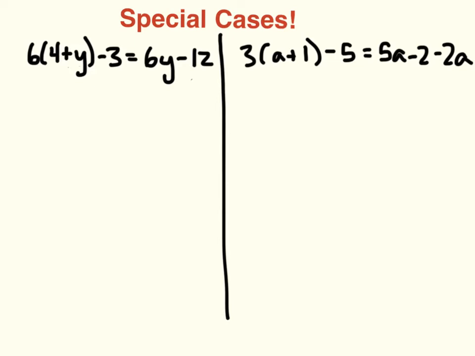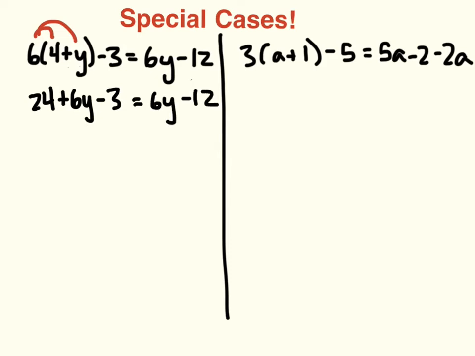All right, sometimes we run into special cases whenever we have variables on both sides of the equation. So let's just look at both of these. In this first problem on the left, I'm going to have to start with the distributive property. Distribute this 6 in, so we have 24, because 6 times 4 is 24, plus 6y minus 3 equals 6y minus 12. I combine like terms, so the 24 and the negative 3 combine. I'm going to list my variable first, so 6y plus 21 equals 6y minus 12.